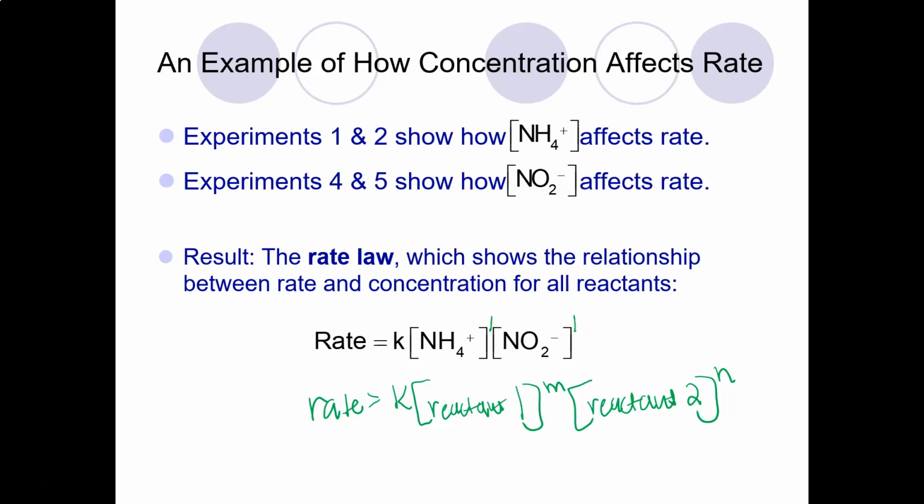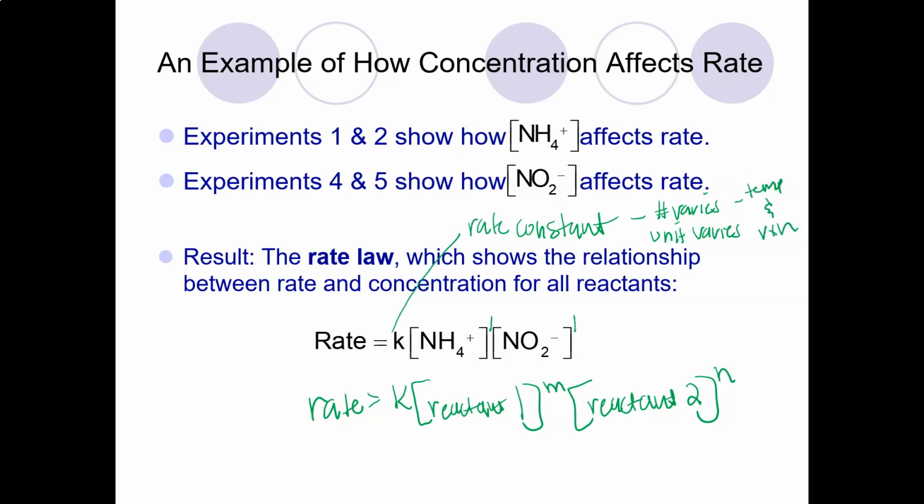Now, lowercase k is called the rate constant. It's not a constant like the ideal gas law constant, which is always the same number all the time. This constant has a number that varies, and the unit varies. So it's not even the same all the time. It changes based on temperature and the reaction.